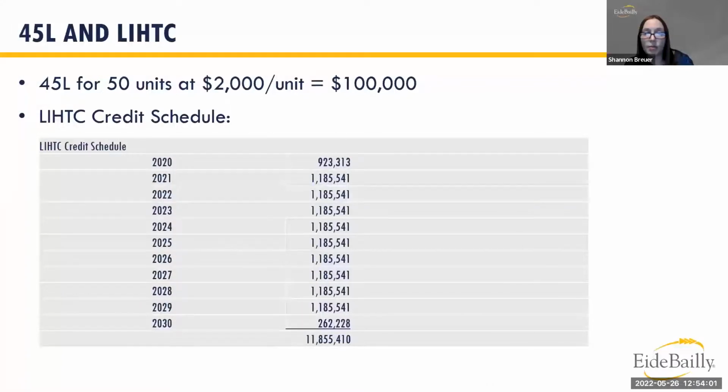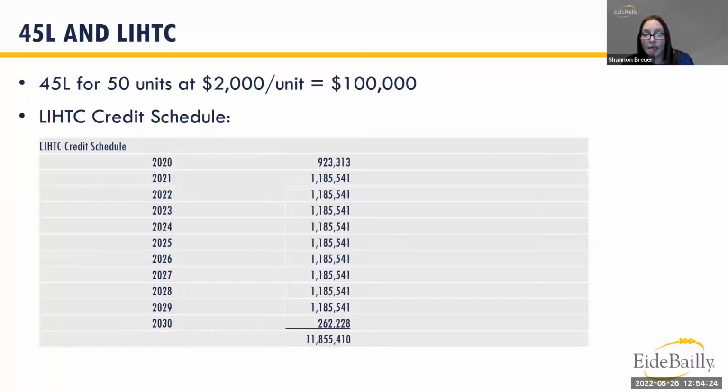So the low-income housing credit schedule, which you can see, shows that in the first year, we were allowed through the computations to take $923,313 of credits. You'll notice that even though we computed in the previous slide credits of $1,497,183, we're limited to the reservation amount of the $1,185,541.